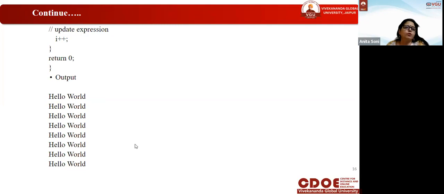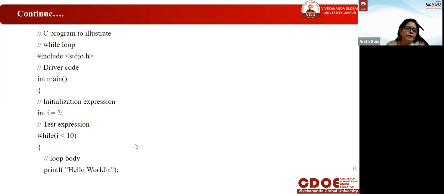Then I plus plus: 2 plus 1, 3. So this loop will be executed until I becomes 10. Once I becomes 10, 10 less than 10 is false, then it will come out of the loop. So here you are initializing I by 2.